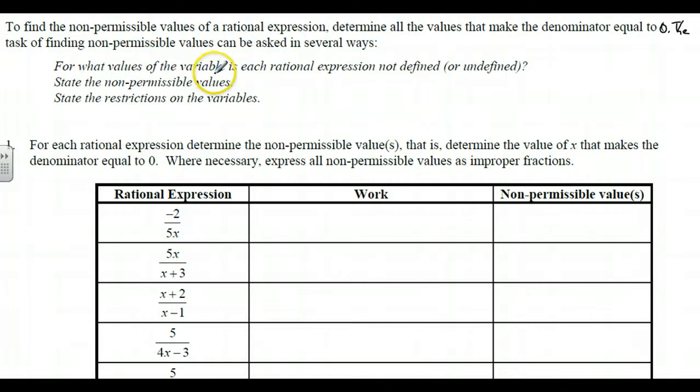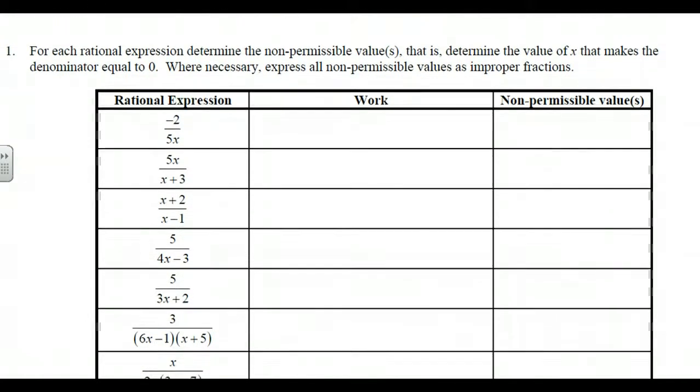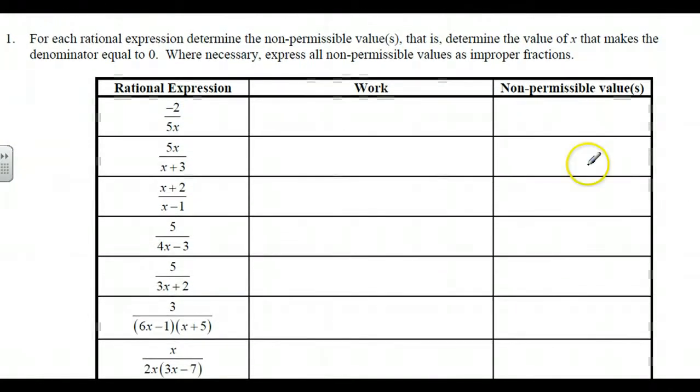For what values of the variables is each rational expression not defined or undefined? State the non-permissible values, state the restrictions on the variables. So you could be asked for non-permissible values, you could be asked for restrictions. For each rational expression, determine, and we actually are going to show some work here, and often we'll just be asked to state them. Determine the non-permissible values, that is, what value of x makes the denominator equal to 0. Where necessary, express all non-permissible values as improper fractions.